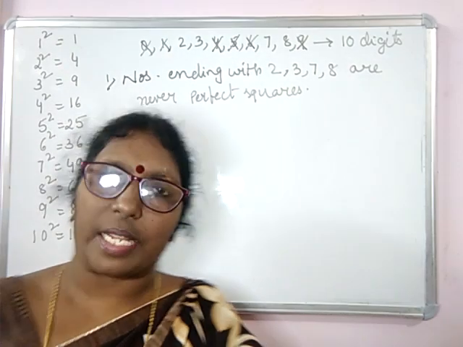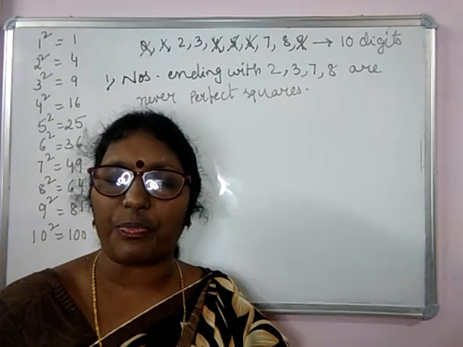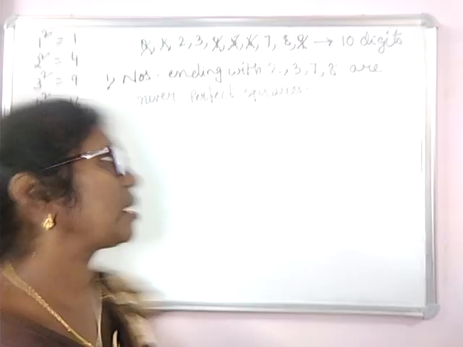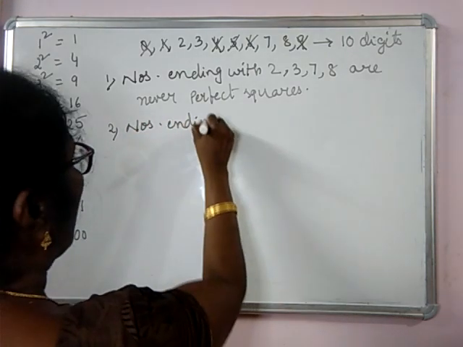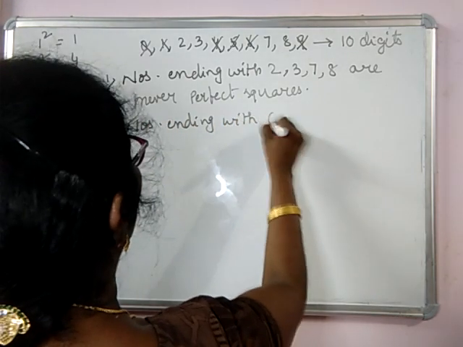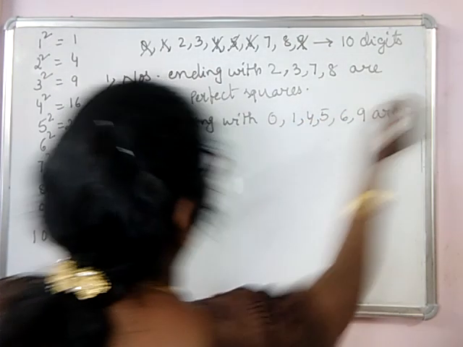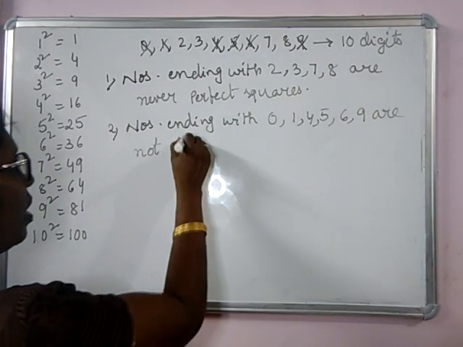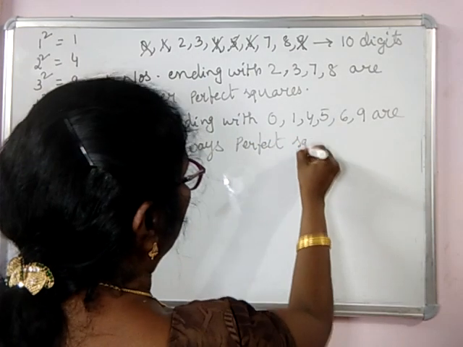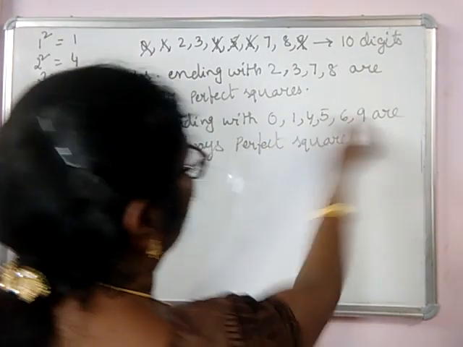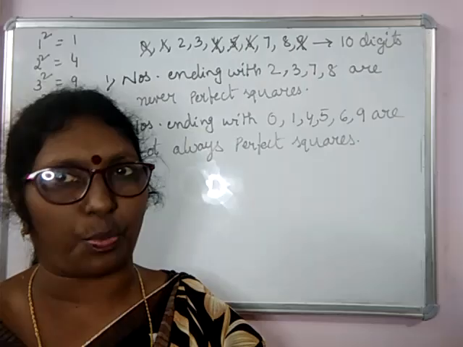That does not mean that numbers ending with 0, 1, 4, 5, 6 and 9 are always perfect squares. No. Numbers ending with 0, 1, 4, 5, 6, 9 are not always perfect squares. But chances are there. If the number ends with 0, 1, 4, 5, 6 or 9, it may or may not be a perfect square.